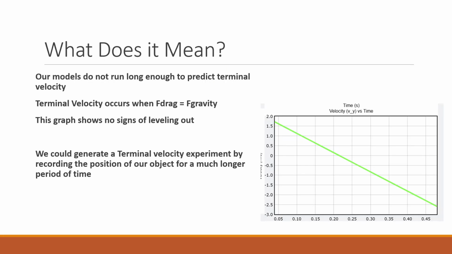What does it mean? Did we reach terminal velocity? Our models do not run long enough to predict terminal velocity. Terminal velocity occurs when the force of drag equals the force of gravity, which creates no change in velocity. However, our velocity graph shows no sign of leveling out. We could generate a terminal velocity experiment by recording the position of our object for a much longer period of time, which means the force of drag has longer to act on the object.